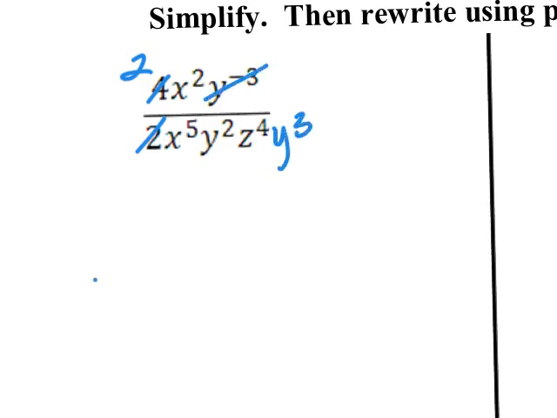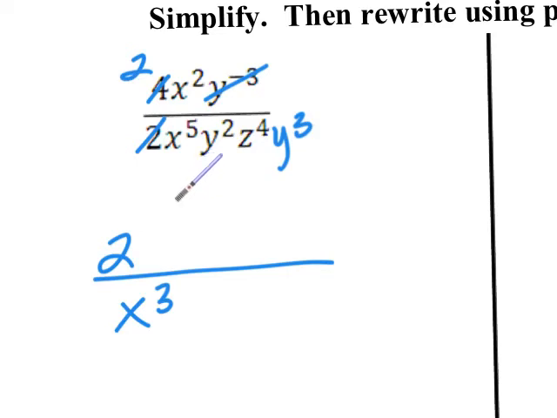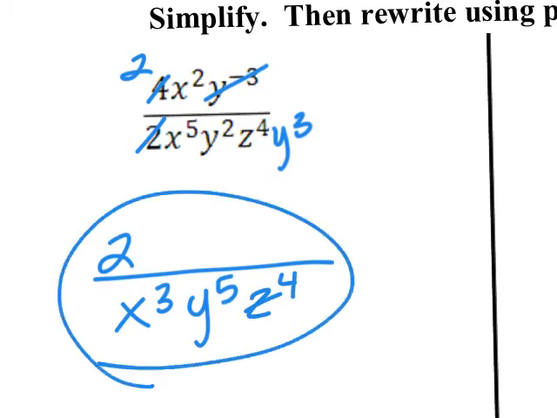Now I can just kind of total up what I've got. So I've got a 2 on top. Now let's look at our x's. I have more on the bottom than I do on the top, and I have more by 3. So I'm going to have x to the third on the bottom. On the bottom also, I've got 2 y's over here and 3 y's over there. So on the bottom I have y to the fifth. And then again on the bottom, one more for good measure, I have z to the fourth. And that is as far as you can simplify that.